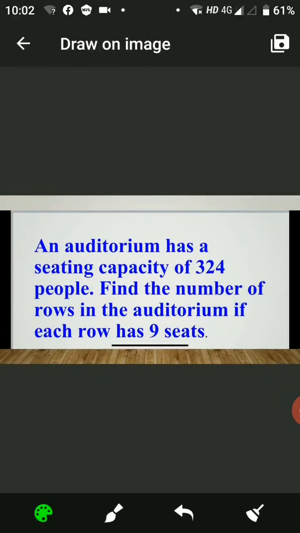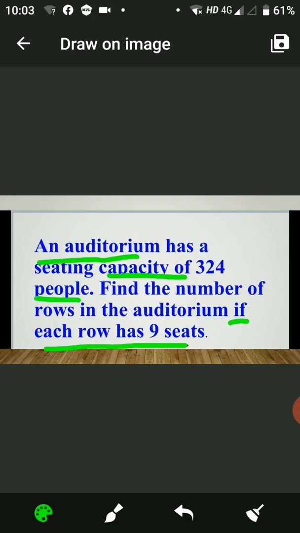Now student, the statement we get from the first line. An auditorium has a seating capacity of 324 people. Means we are talking about people. So we write capacity of people in an auditorium is equal to 324. Then we will see another number. It is in this line. Clear? So we write number of seats in each row. You can write one row also, each row also, because each means 1. Clear? Is equal to 9.